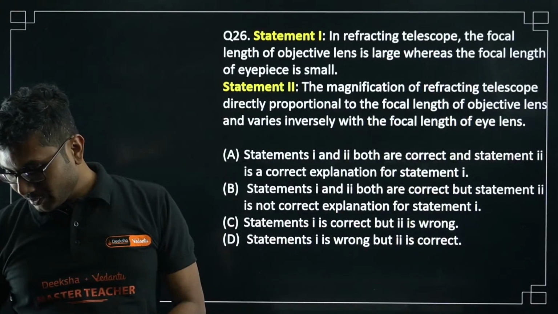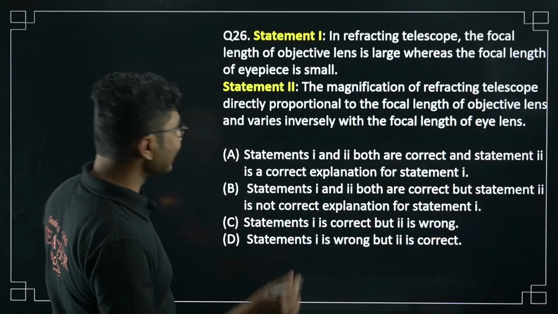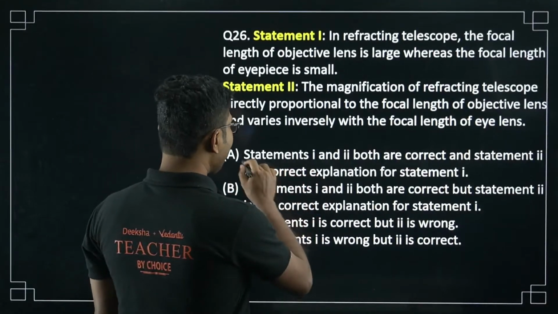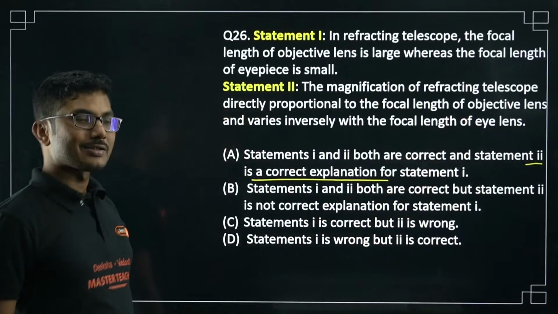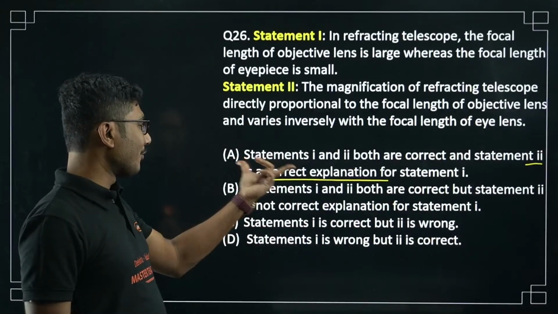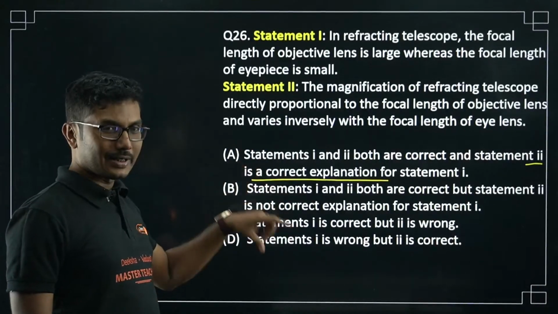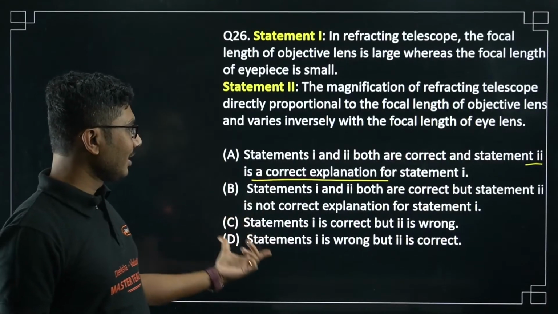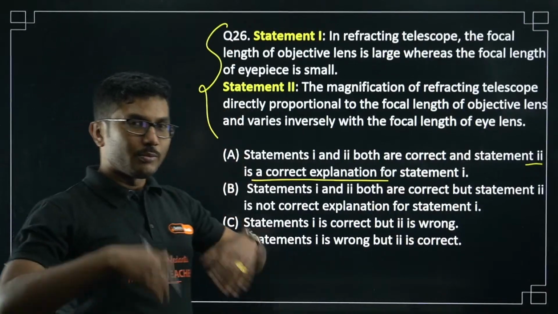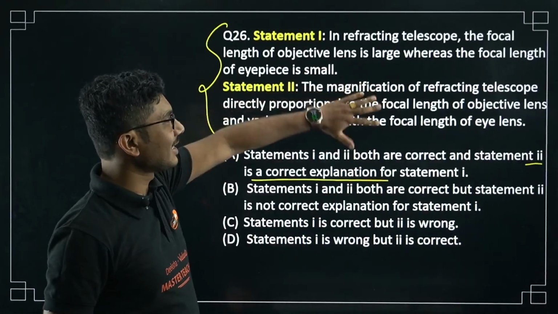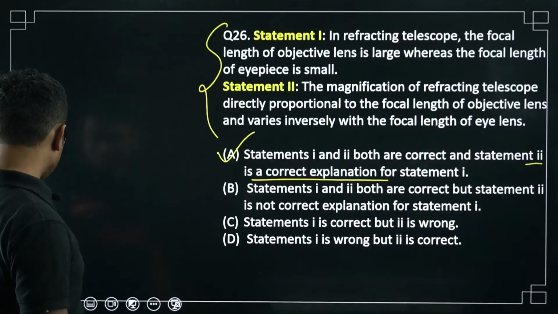Same question. Navyasri, as I mentioned, A is okay. In this case they have changed the option order. Option A is both correct and statement 2 is the correct explanation for statement 1, and option B is both correct but not the correct explanation. So 1 is correct, here 2 is correct. So both statements are correct. As we have seen in our previous question, both statements are correct, and obviously this is the correct explanation for statement 1. So option A is the correct answer. Let's move on to the next question.